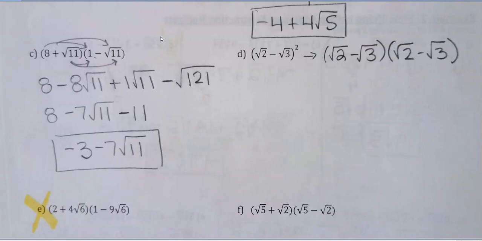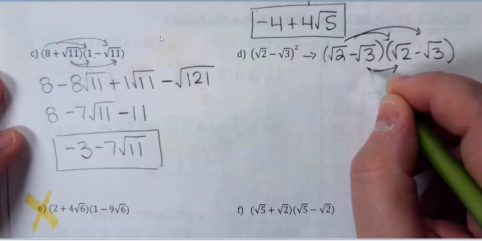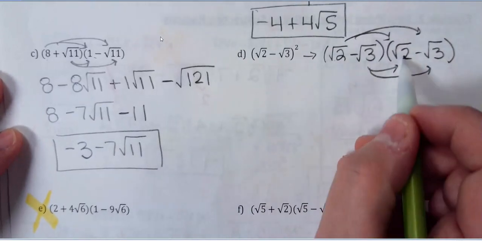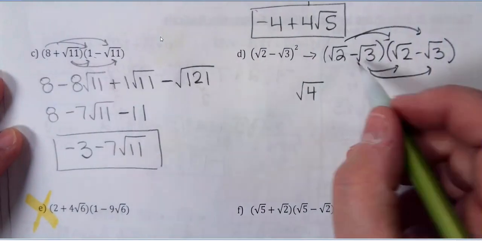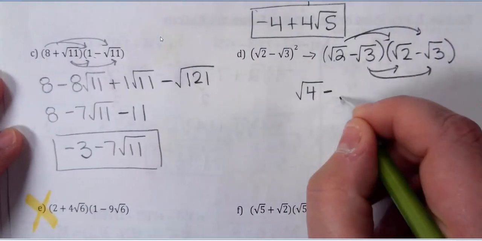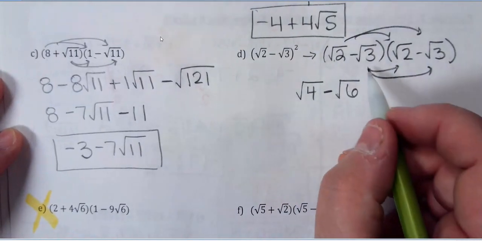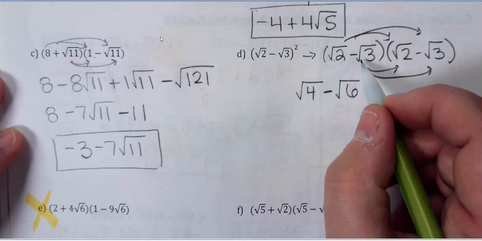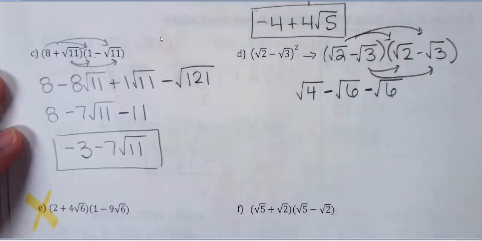It has to be like a FOIL, or if you want to draw a box, you can draw a box, because if you don't, you'll totally miss out on the middle term. All right, now both of these guys are under square root, so we can simplify these. Square root of 2 times square root of 2 turns into square root of 4. Square root of 2 times negative square root of 3 would be negative square root of 6. And I'm actually going to get that same term again, because I'm going to get negative square root of 3 times the square root of 2, so another negative square root of 6.